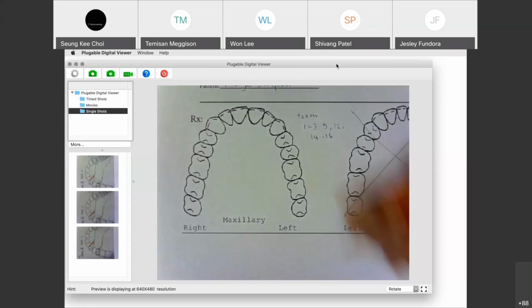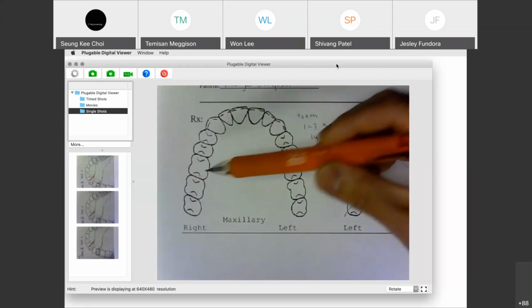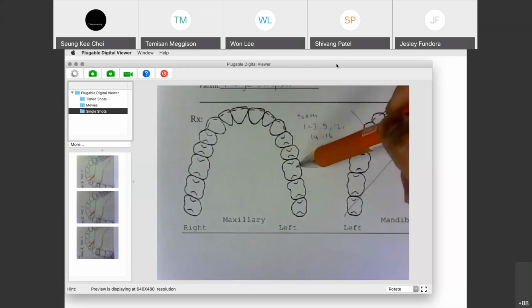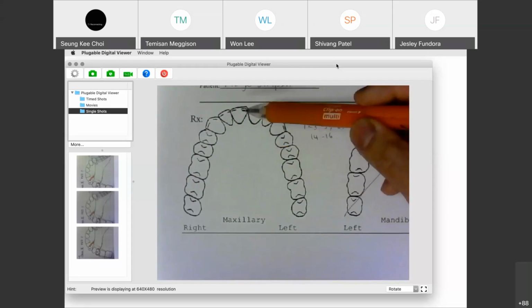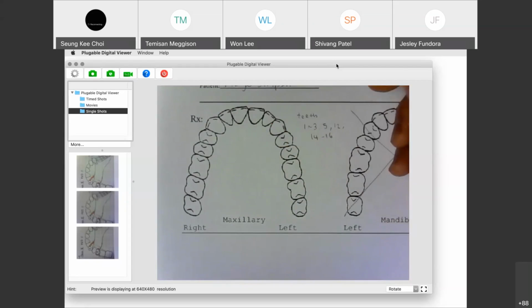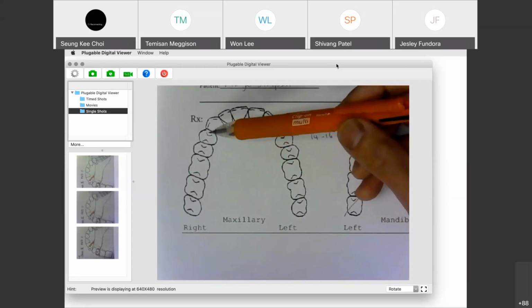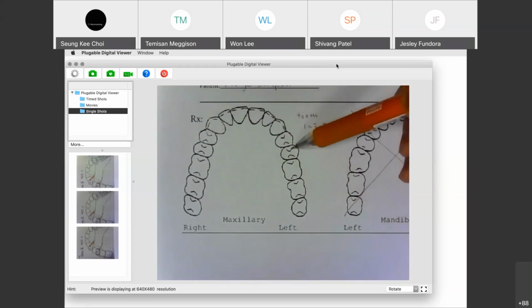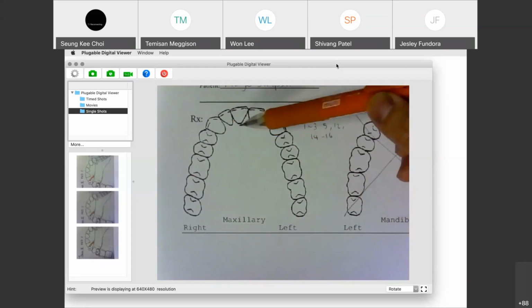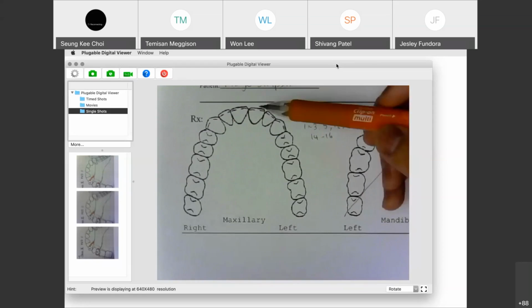Okay, let's review. Kennedy classification 1, because in class 1, we have to have bilateral edentulous areas, okay? And teeth anterior to that. For that reason, this is class 1, okay? I told you missing teeth were 5 and 12. So for that reason, those two will be modification spaces. So class 1 mod 2, everyone's correct.